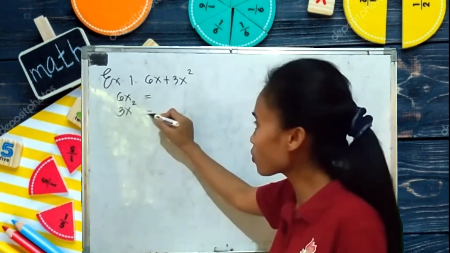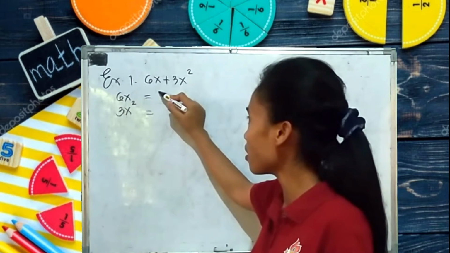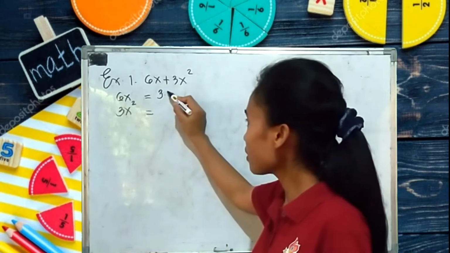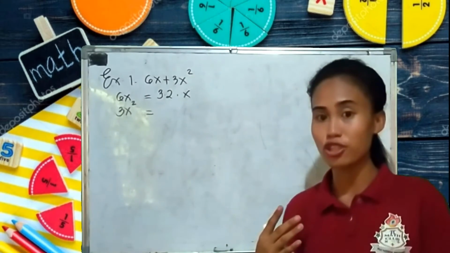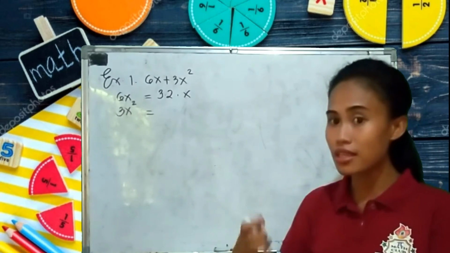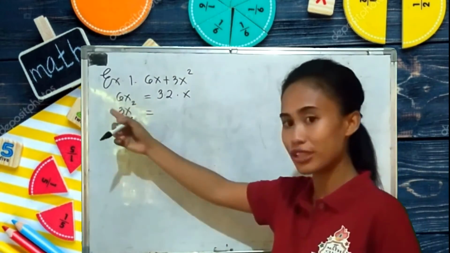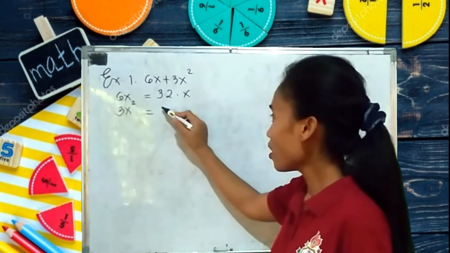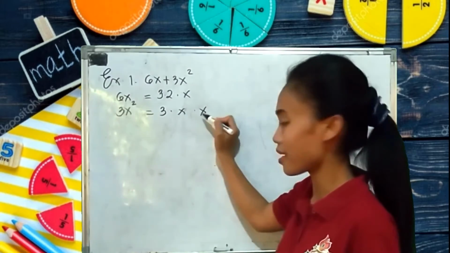So factoring this one, the prime factors for your 6x are 3 times 2 times x. Or since multiplication is commutative, you may write that one as 2 times 3 times x. And the prime factors of your 3x squared are 3 times x times x.